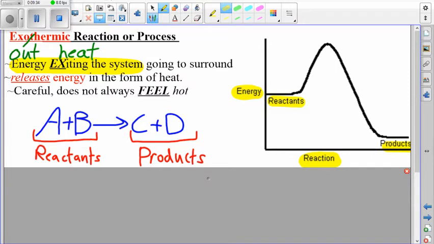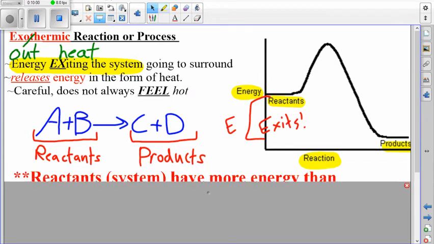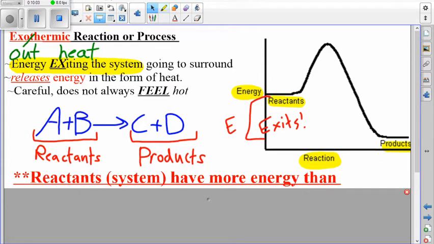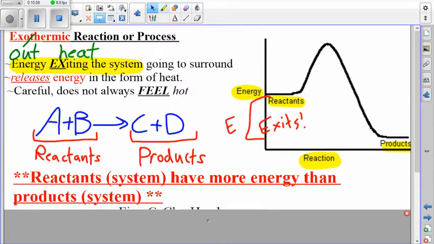So what happened? This gap right here between the reactants and the products, that is energy exiting your system. In other words, you started with more energy and you lost some during the process of the reaction, and your products don't have as much energy as the reactants. It's exothermic. Energy exited your system. So in exothermic reactions, reactants have more energy than the products. The reactants will always have more energy than the products.